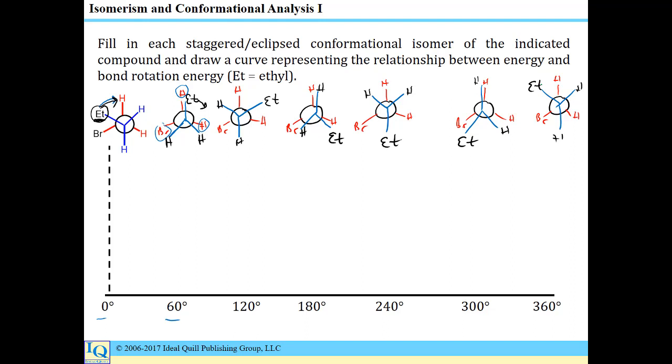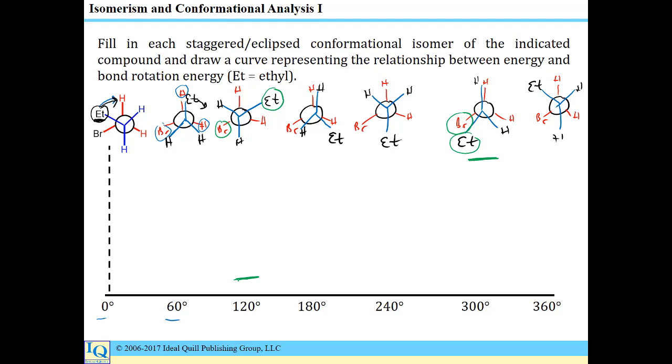Having drawn the conformers, we can then assess which of these is going to be the least stable. To do that, we find the largest group on the front and the largest group in the back, the ethyl and bromo, and identify when they will be the closest together. That's your highest energy, least stable structure. Your lowest energy, most stable structure will occur when those two units are as far apart as possible in a staggered conformation.